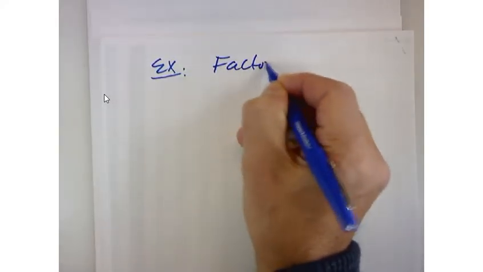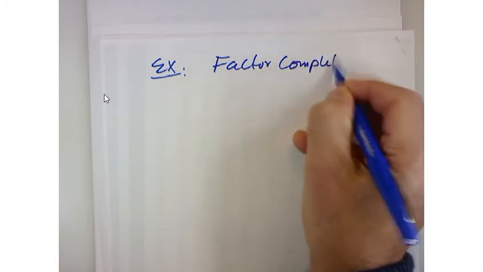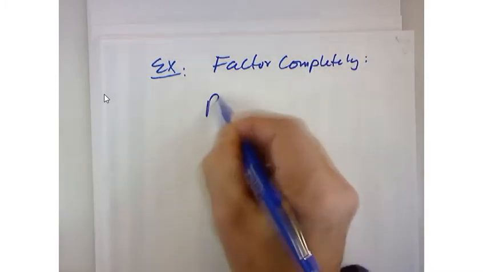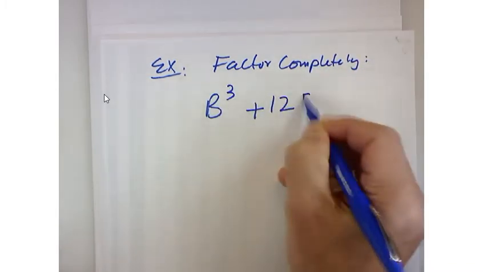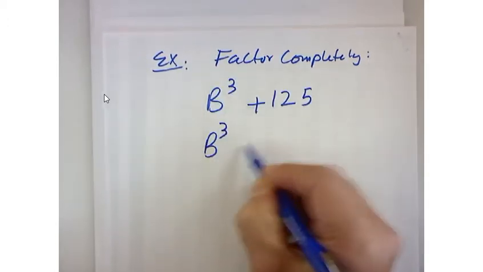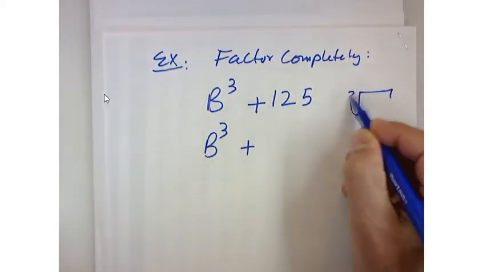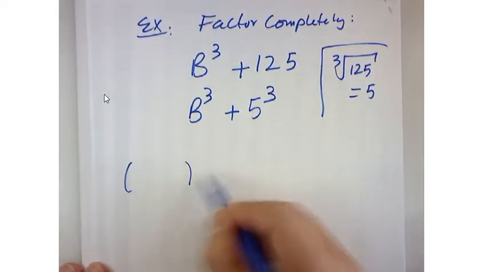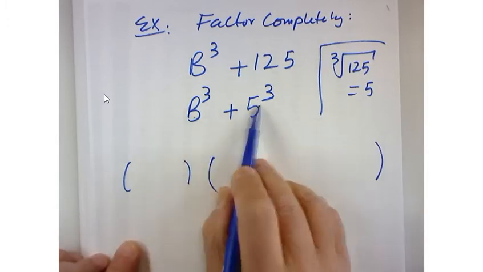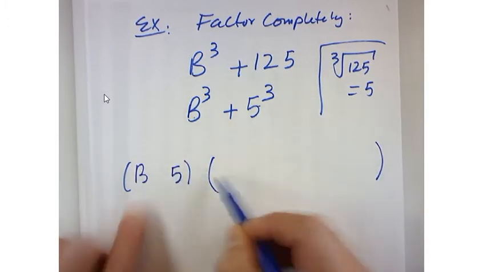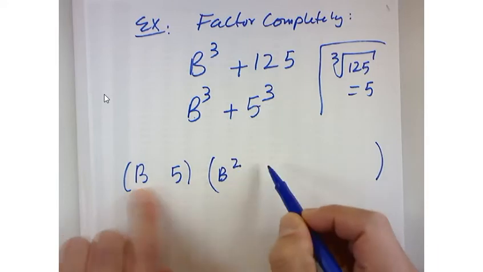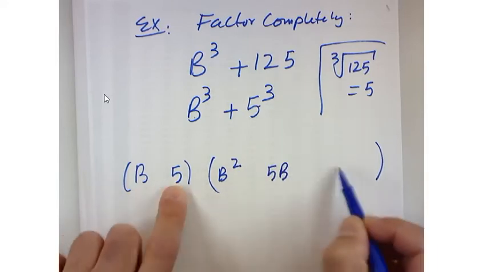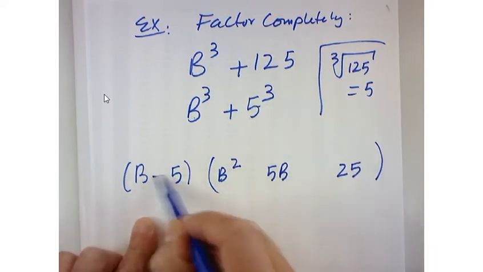Factor completely. b cubed plus 125. b cubed is a perfect cube. 125, when you do this on your calculator, you get a 5. So it's 5 cubed. So again, binomial times trinomial. You write down what you see. Square, multiply, square, and then SOAP.